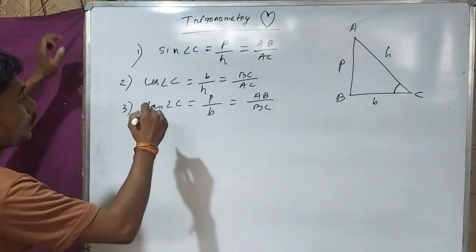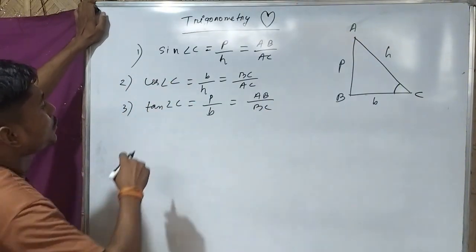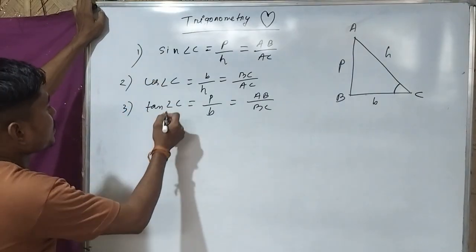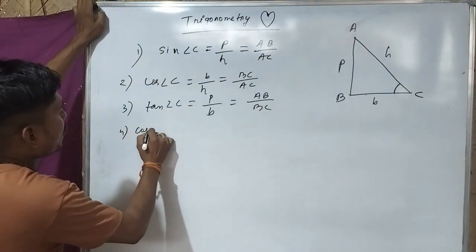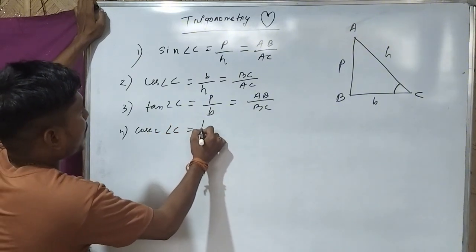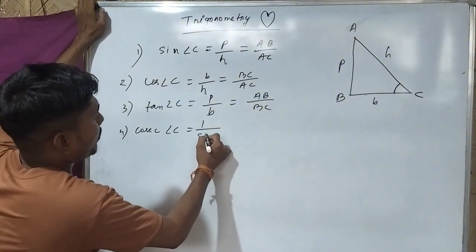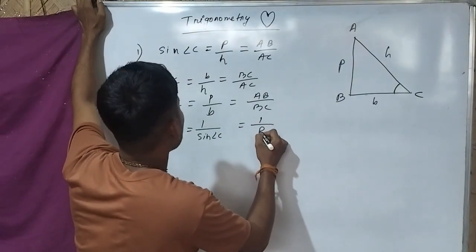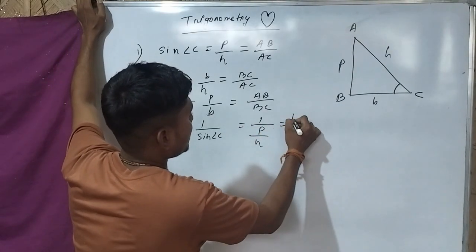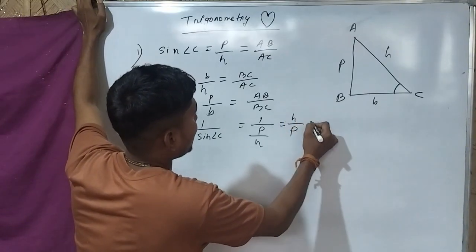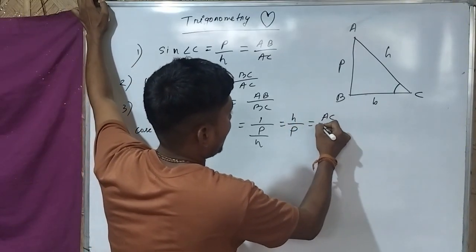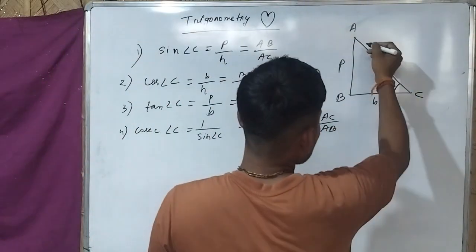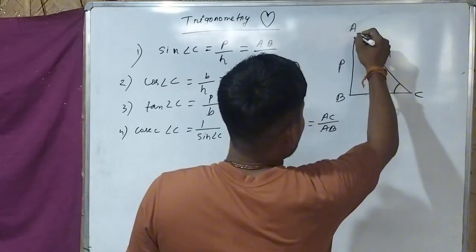Now cosec, sec, cot are the reciprocal of sin, cos, tan. I have said already that cosec, sec, cot are the reciprocal of sin, cos, tan. It means cosec of angle C will be 1 by sine of angle C, that is hypotenuse by perpendicular, that is AC by AB.